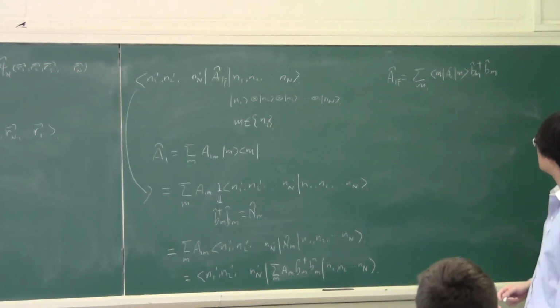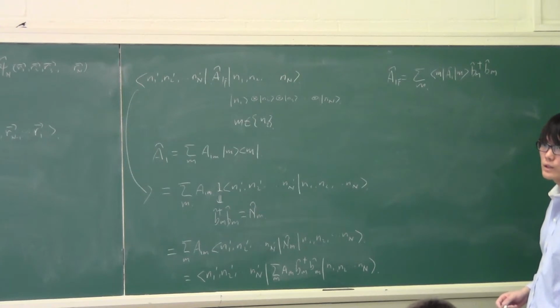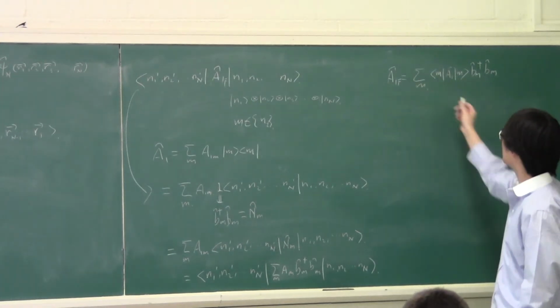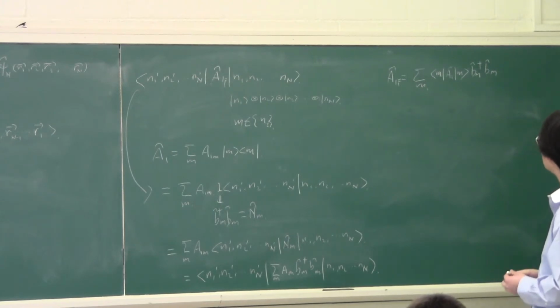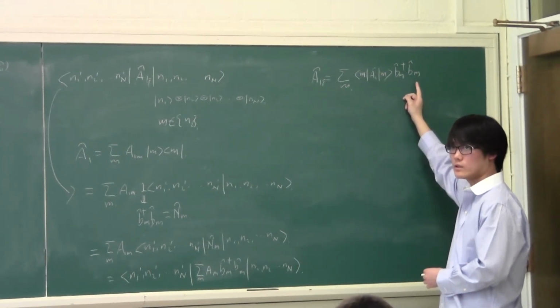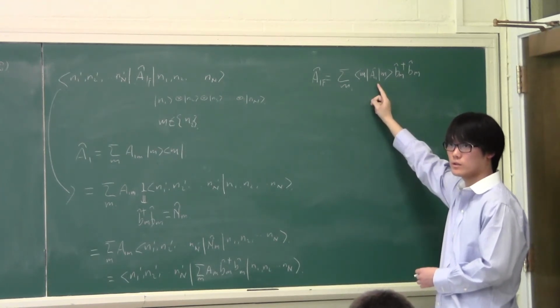So now let's think about this in an intuitive manner. When we have some kind of an operator here, it's just going to check if the m state is occupied, and if it is occupied, it's going to register its eigenvalue. So this is quite intuitive.